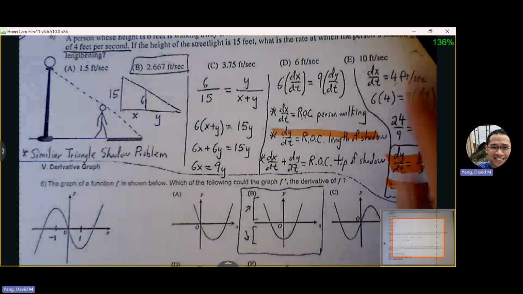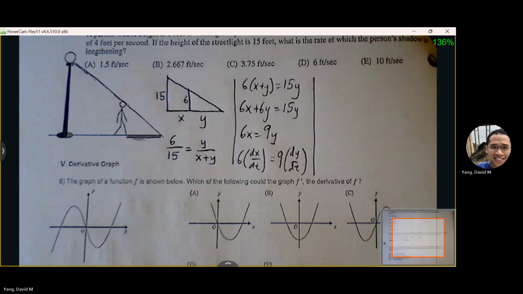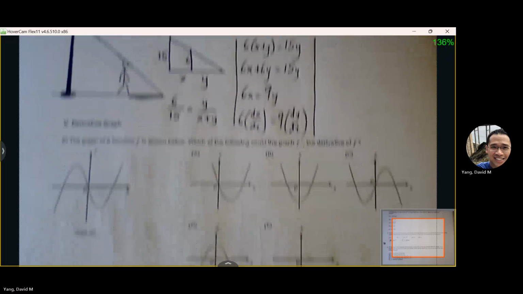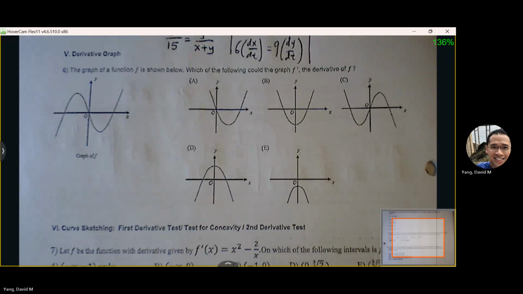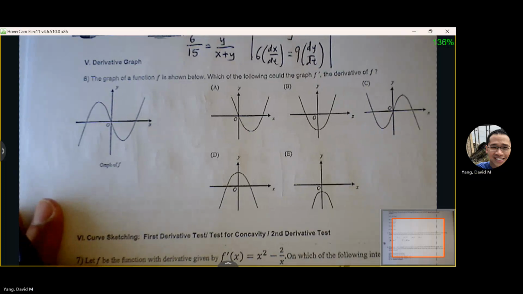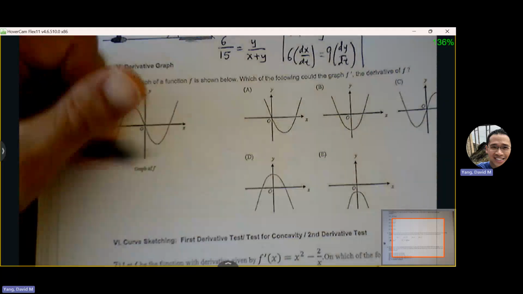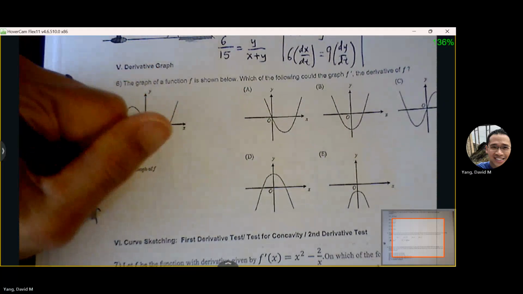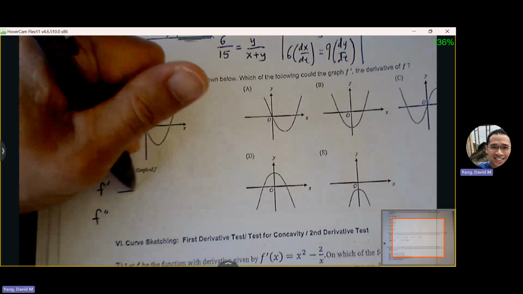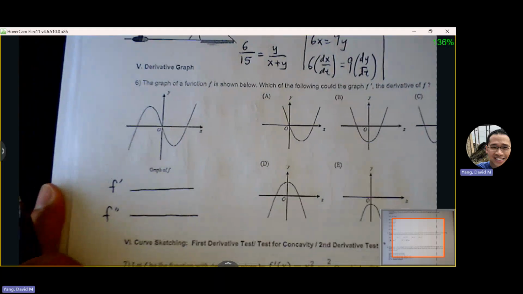Okay, let's move on to derivative graphs, or interpreting a derivative graph. So the graph of f is shown. Which of the following could be f prime? So I like to just go ahead and create my slope sign lines. And then from there, maybe I can have an idea what my f prime graph could look like.